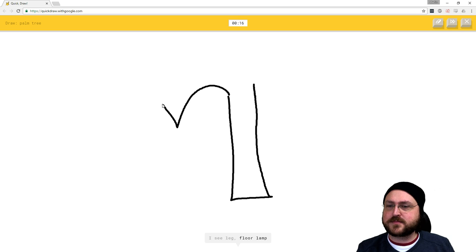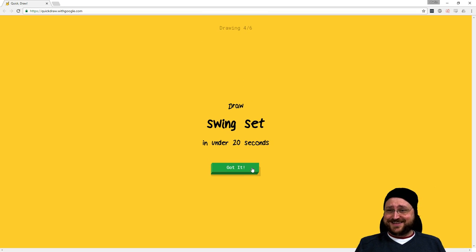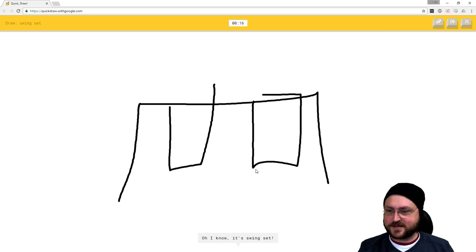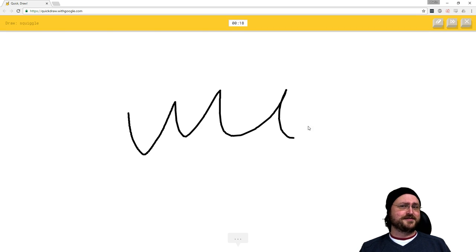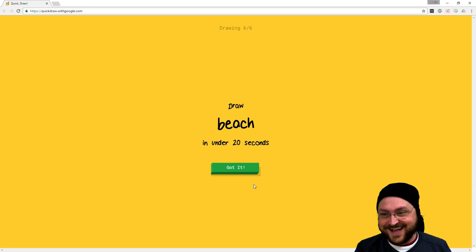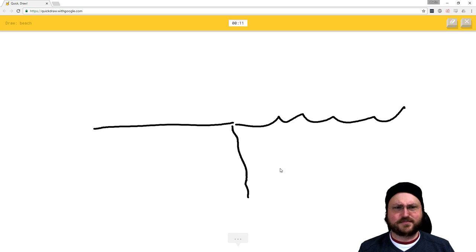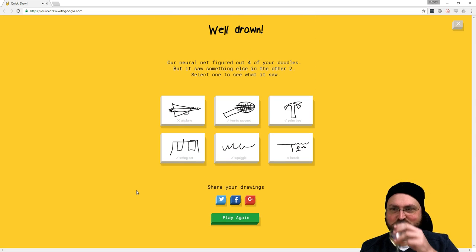I see leg. Or floor lamp. Or street light. Oh, I know. It's palm tree. Seriously? I see bench. Or table. Oh, I know. It's swing set. Oh, I know. It's squiggle. Beach. I see line. Or animal migration. Or rifle. Or ocean. I see t-shirt. I see mouse. Or cannon. It's a shark. Sorry, I couldn't guess it.